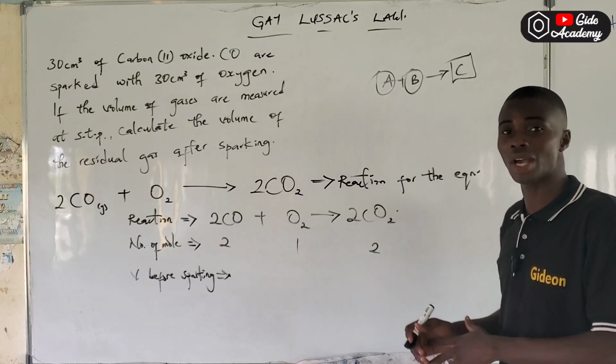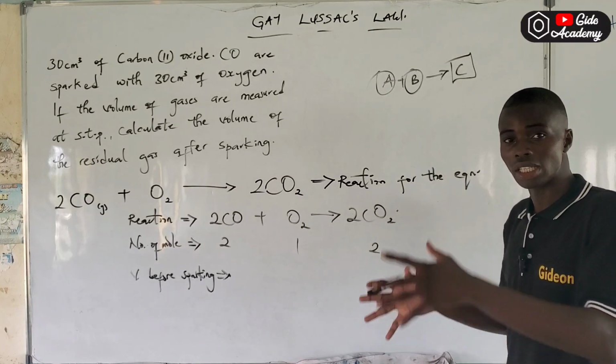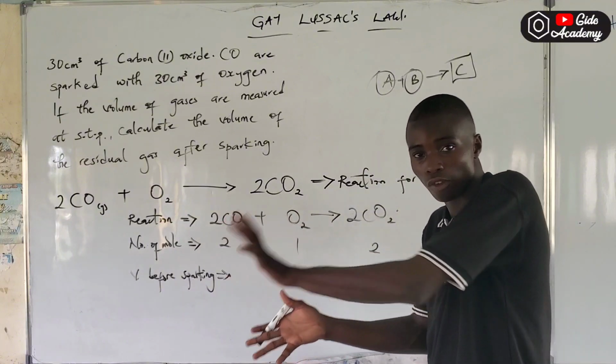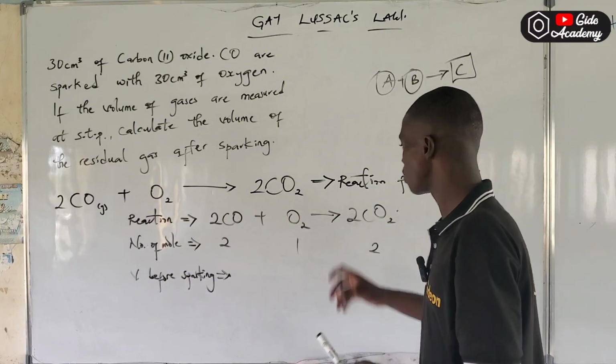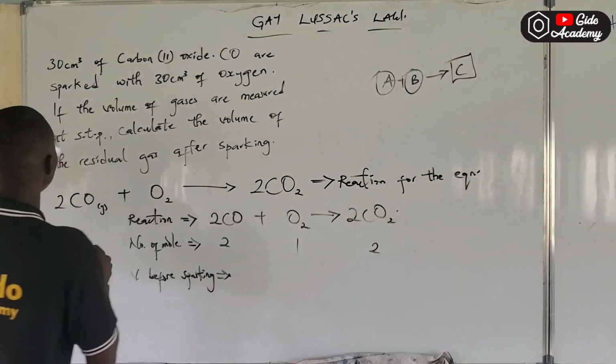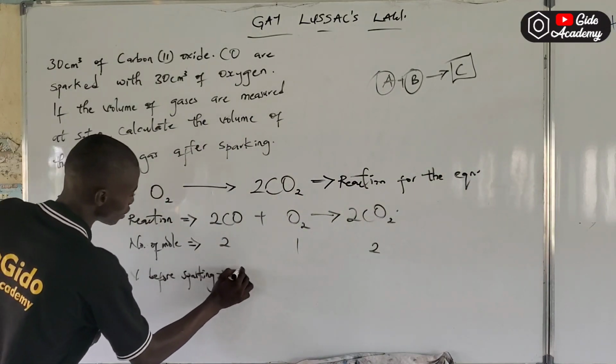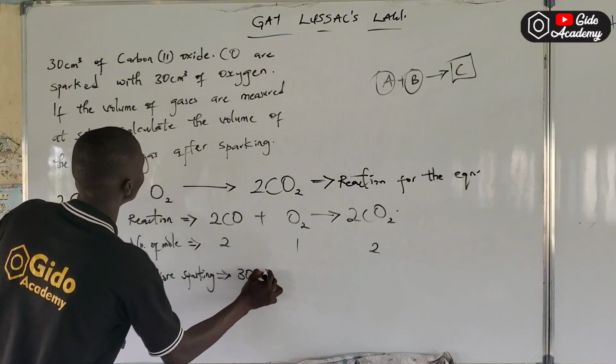Remember, in every chemical reaction we have the reactant and the product. The species that are reacting are called the reactant, and the species that are formed, we call the product. So please take note of that. Then, before sparking, I said 30 cm cube of oxygen. So I will write 30 cm cube here.